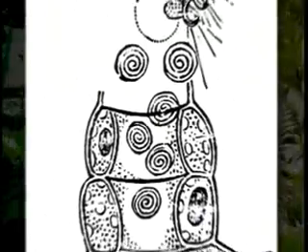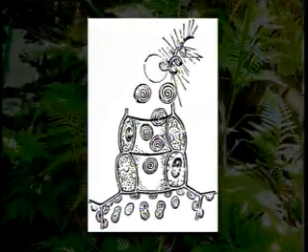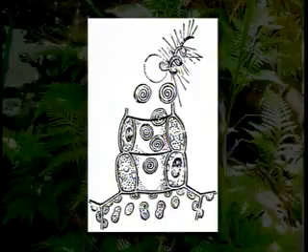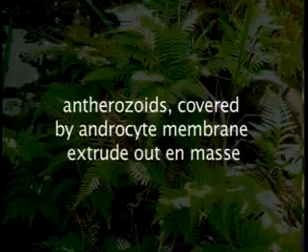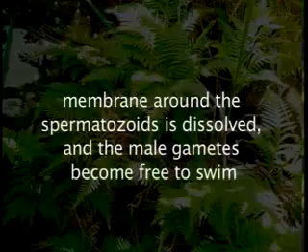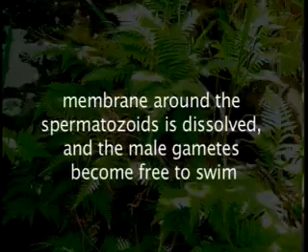Each one is metamorphosed into a long, spirally coiled, multiciliate, motile antherozoid. Dehiscence of the mature antheridium takes place in the presence of water. The jacket cells and androcytes absorb water, swivel, and exert pressure, due to which the cap cell is either tilted upwards or thrown away. The antherozoids covered by androcyte membrane extrude out en masse. This extrusion is further assisted by the inward swelling and shortening of the wall cells. The membrane around the spermatozoids is dissolved and the male gametes become free to swim.